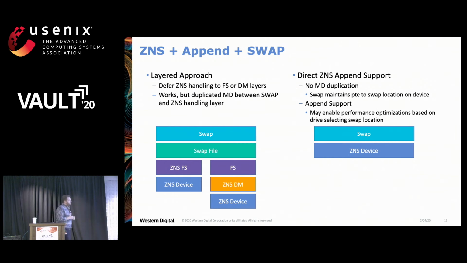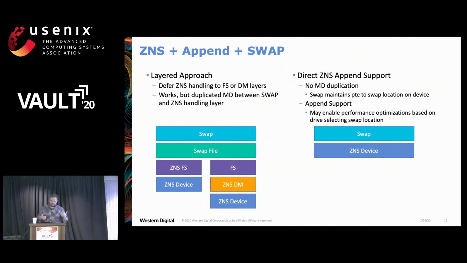And what we're going to do in the other approach is take the swap subsystem and make it talk directly with the ZNS device. The idea is that you already have the page table that's managed by the host. There's a mapping table within the file system, and potentially within the device mapper. Let's not duplicate that. Let's use the page table that we already have.